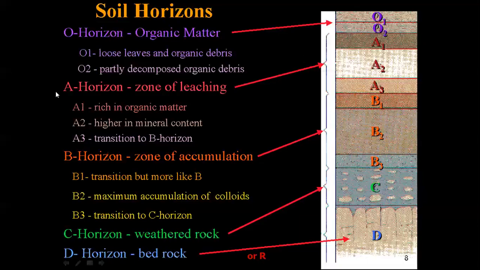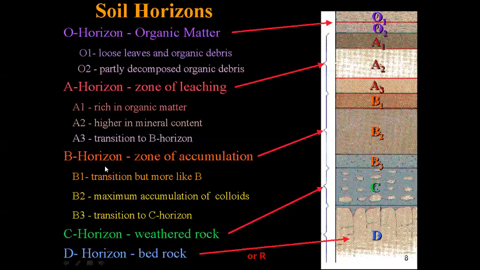Below that, you have the A horizon. The A horizon is the zone of leaching. Now, this organic matter in the O horizon is leaching material, both organic as well as inorganic. And the first thing that you see is a very dark layer. A1 is a very dark layer. It's rich in organic matter. The darkness literally comes from the humus-like material, which is leaching into the depth. A2 is lighter. It's inorganic material. It's mineral content, and it is much broader as well as lighter in color. A3 is the transition zone to the next horizon, which is the B horizon.